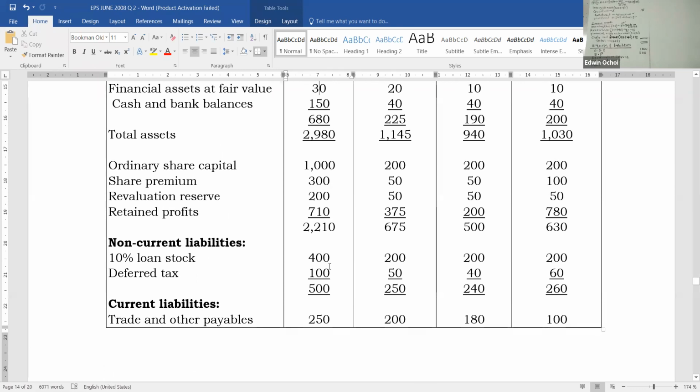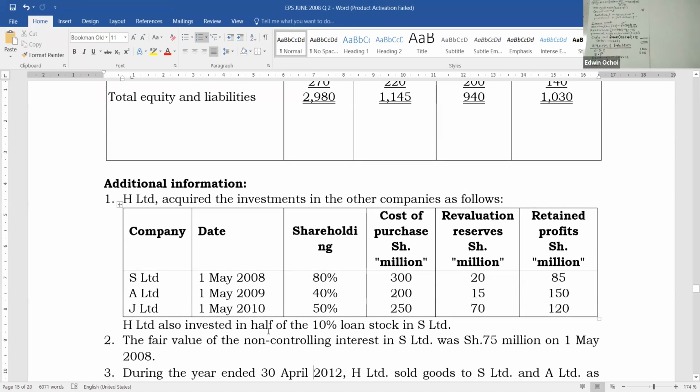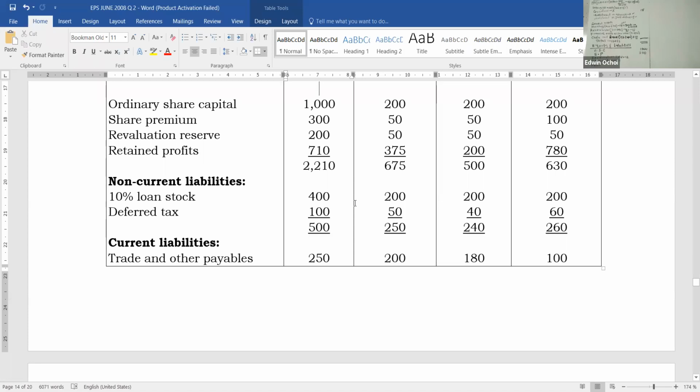10% loan stock, I would take 400 plus 200 minus 100. Because now under this 200 of S, H had invested a half. This half of 200 was part of the investment. You were told that in additional information number 2, or it's additional information number 1. You were told here, H also invested in a half of the 10% loan stock. So when I will be consolidating this 10% loan stock, I will take 400 plus 200 minus 100, the investment.